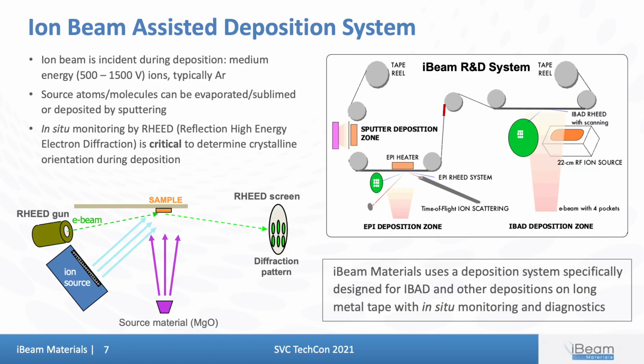IBAD is a physical vapor deposition process where one deposits a material in a vacuum system while an ion beam impinges on the sample, as shown in the figure on the left. Typically, we use an in situ monitor such as RHEED to determine the crystalline orientation during deposition. On the right, you see a schematic of our reel-to-reel system at iBeam Materials, where we have the ability to move the sample between different deposition zones and thereby combine different materials and deposition methods with the IBAD process.